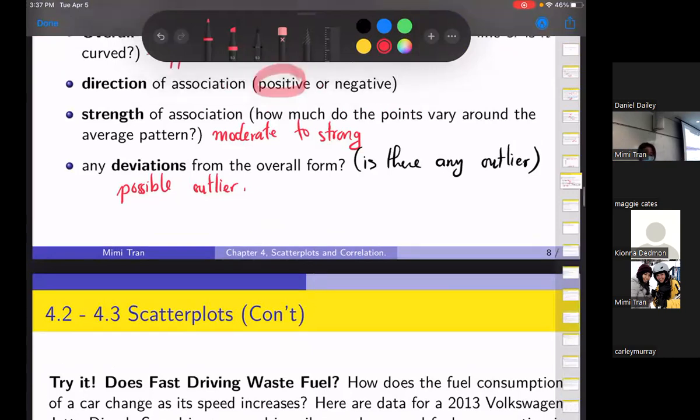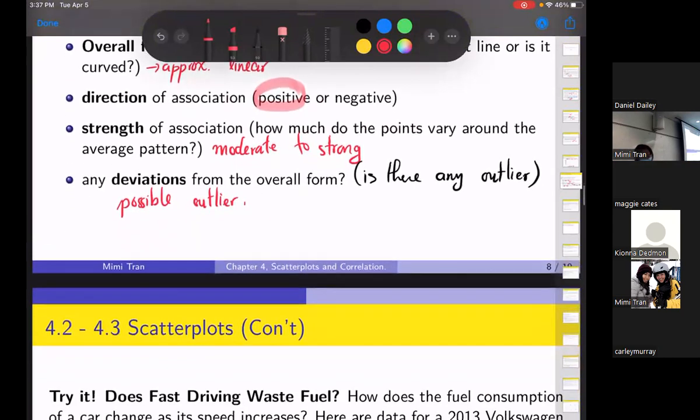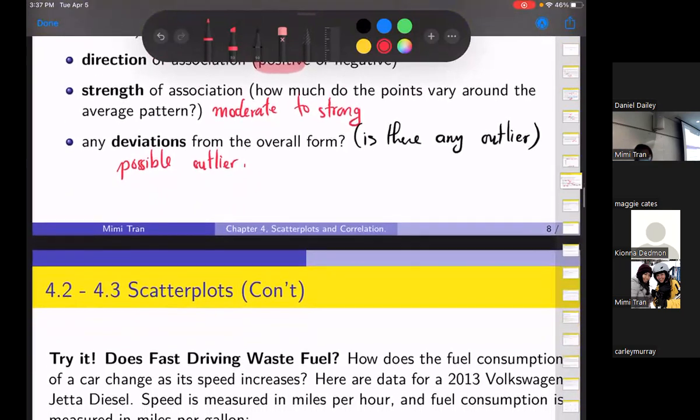Do you have any questions so far? People from Zoom, do you have any questions? I'm gonna try to pay attention more to you, please. Make sure that you're there.